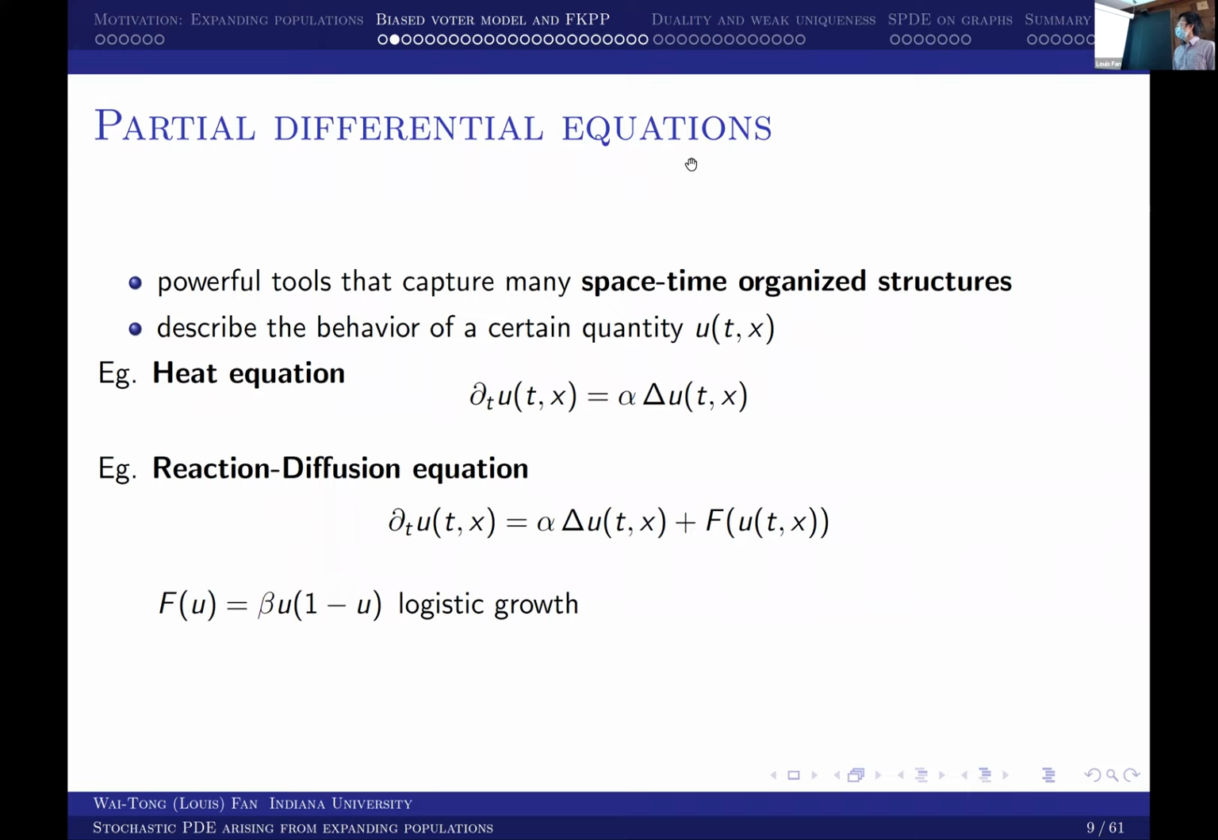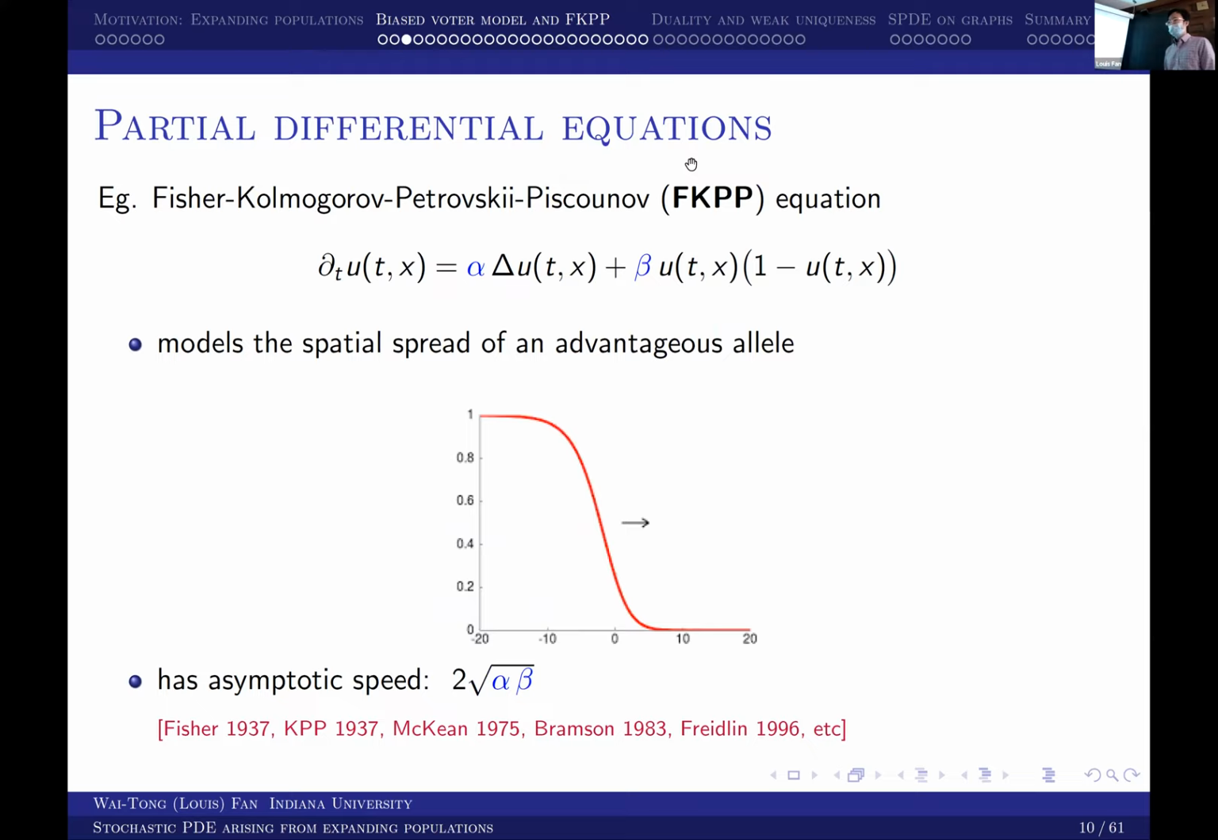Now, if we add a function f(u) to the heat equation, typically the equation becomes nonlinear, and this is a reaction-diffusion equation. When f(u) is this particular form, beta times u times (1 minus u), modeling local logistic growth, then this equation is the well-known Fisher-KPP equation. The most important prediction of this equation is that it captures the formation of a traveling wavefront. For step-like initial condition, if we plot the solution at a positive time t over space, this would be a snapshot of the solution. And if we plot it over a longer time, then we will see this wave travel to the right with a certain speed.